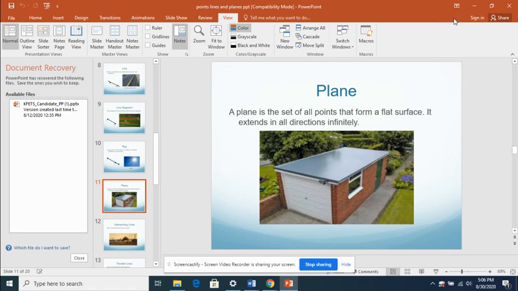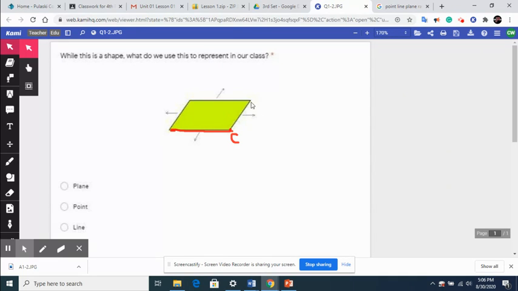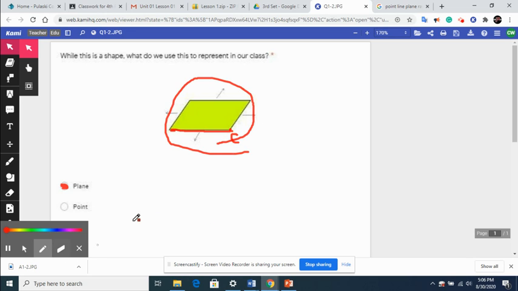So let's take a look at our original problem. Look here. Looks very similar to that picture that we just saw, right? So that's our answer. It's going to be A. The image that we're looking at here, this shape is a plane. Okay? So let's move on to our next question.